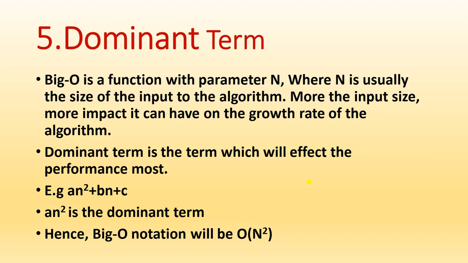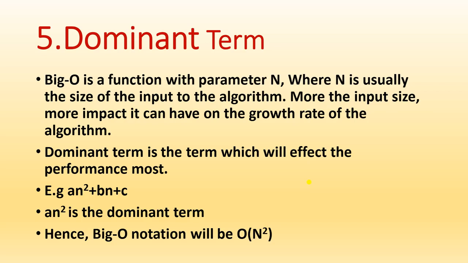Okay, next is the dominant term. What is a dominant term? This term is also important. This big O notation indicates the growth rate, okay, that we know. So this big O, capital O, is a function with parameter n, where this n is usually the size of the input to the algorithm. So the more the input size, the more impact it can have on the growth rate of the algorithm. So the dominant term is the one that affects the performance most. It will decide what the performance of this algorithm is.